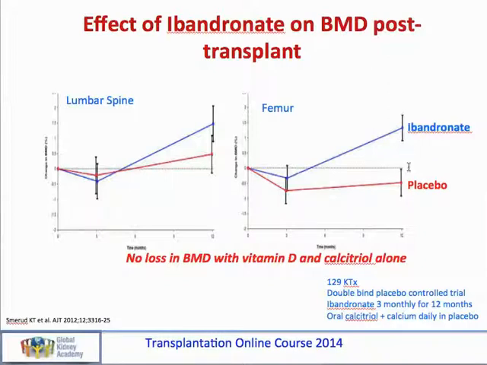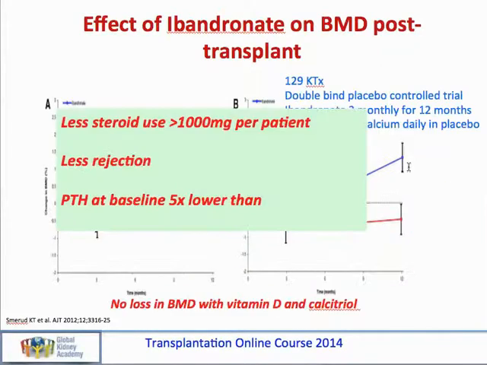The bone mass remained static at the lumbar spine, and although it was reduced slightly in the placebos at the femur, this wasn't significant. So that really implies that if you give active vitamin D and calcium, and perhaps have lower steroid use than was happening perhaps 10 or 12 years ago, then actually you may not need a bisphosphonate to prevent loss in bone mineral density.